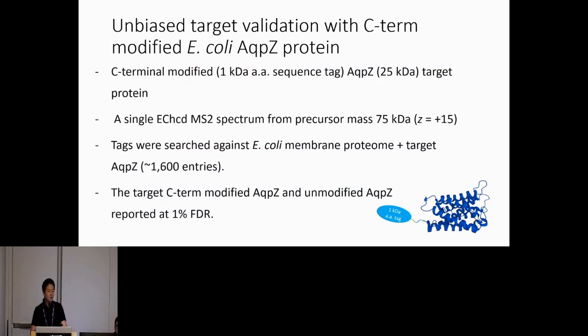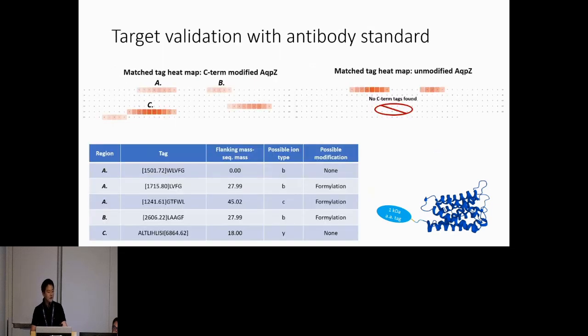Secondly, we also tested the tool with C-terminal modified E. coli aquaporin Z protein. It was, I think, a trimer, yeah. So we targeted the trimer of this aquaporin, and we searched it against the whole E. coli proteome at 1% FDR, and it output 2 hits. The left side is the CETA modified aquaporin Z, which is our target, and the right side is unmodified aquaporin Z. Because we also make use of the location of tags, on the right side we do not find any CETA tag, and we find a lot of different ion types and also modifications.